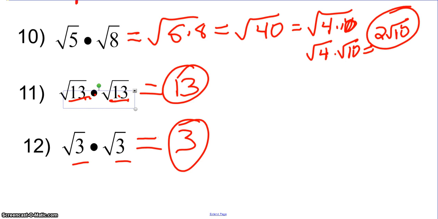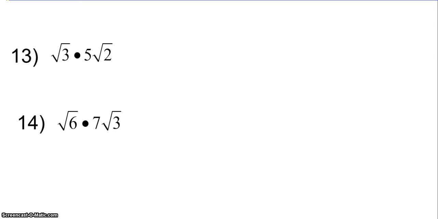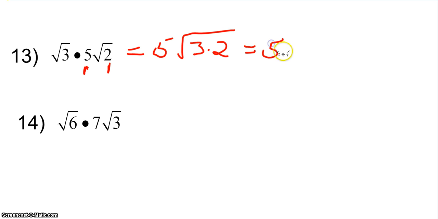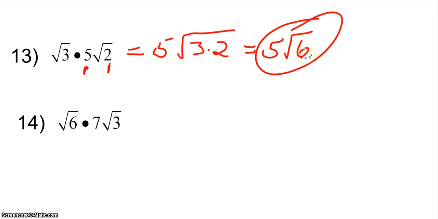All right, let's look at a couple more. Now you notice here we got some that are inside and some that are outside. So how do we write that? Well, what's on the outside stays on the outside. What's on the inside I can put together. So the 3 and the 2 are inside the radical, so I can put those together. And therefore I get 5 radical 6, because 3 times 2 is 6.